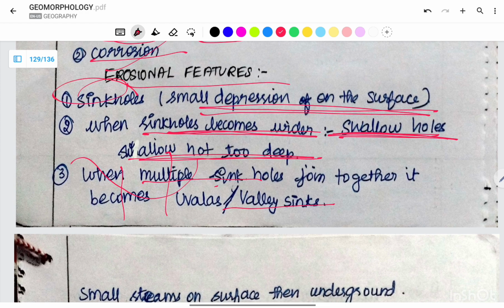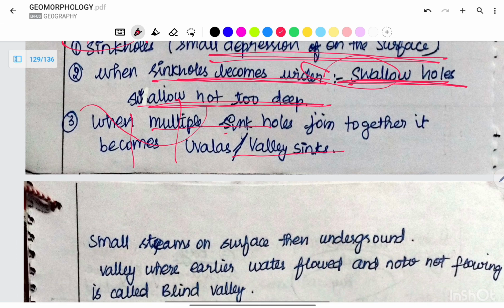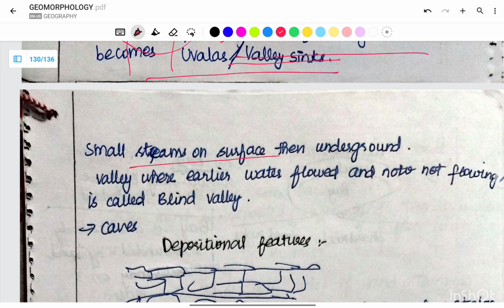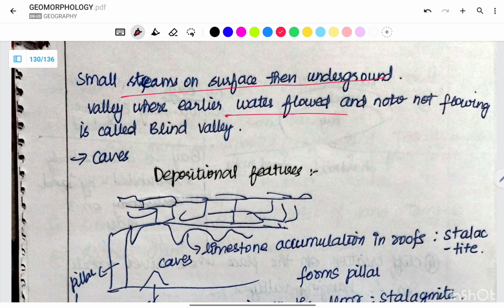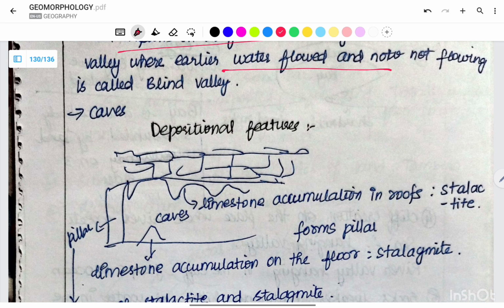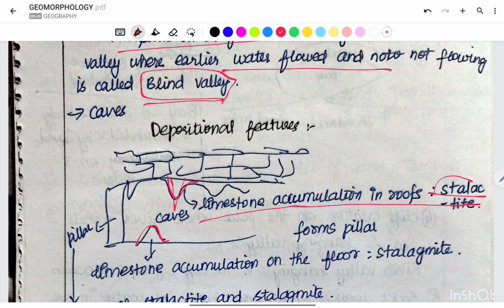First is a sinkhole, then a shallow hole. When multiple sinkholes join together, they become uvalas or valley sinks. Small streams flow on the surface and then go underground. A valley where water earlier flowed but no longer flows is called a blind valley. Then caves and limestone accumulation. Limestone accumulation from the roof is called a stalactite, and from the floor a stalagmite.